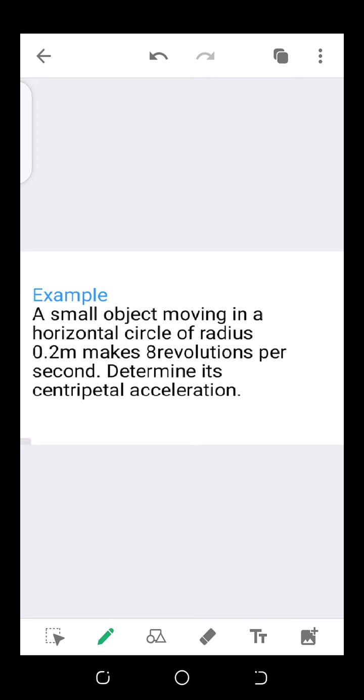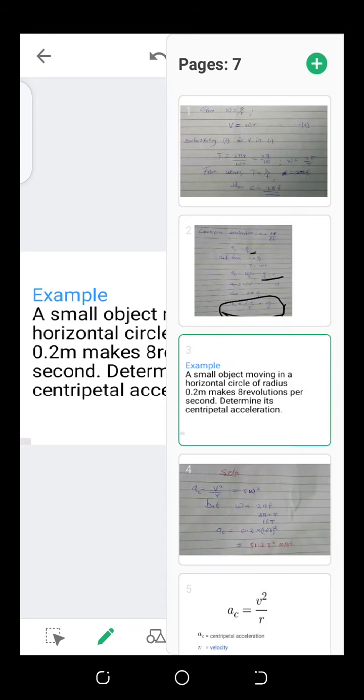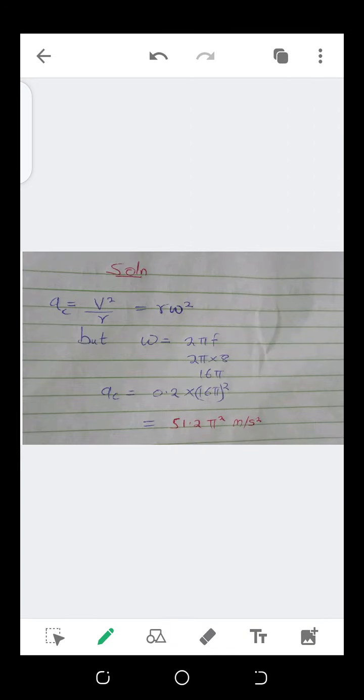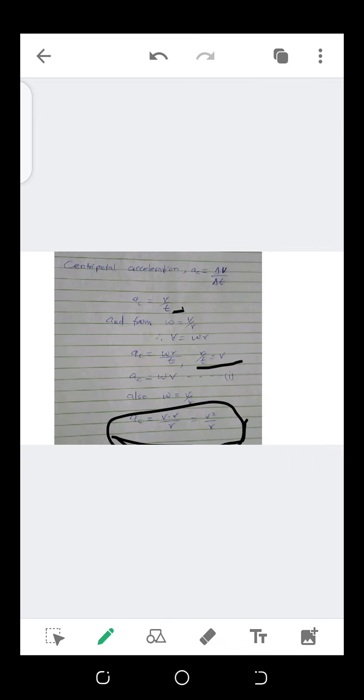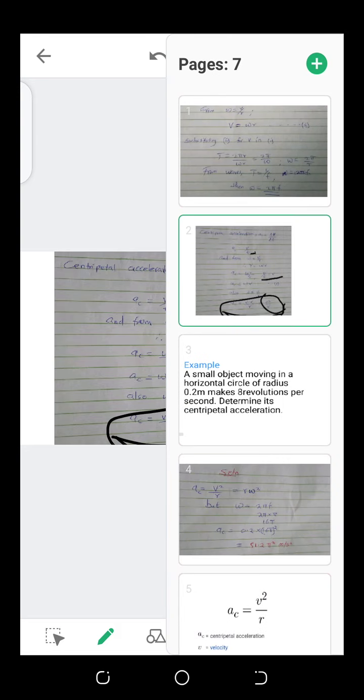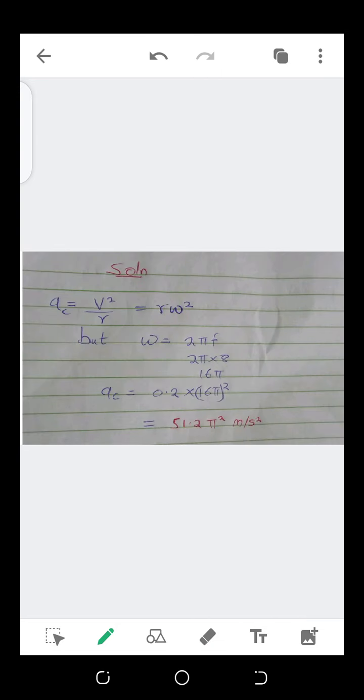Now to determine its centripetal acceleration, we apply the formula that we've shown here, that a_c is equal to v squared over r. That's what we're going to use, and that's what I'm applying.